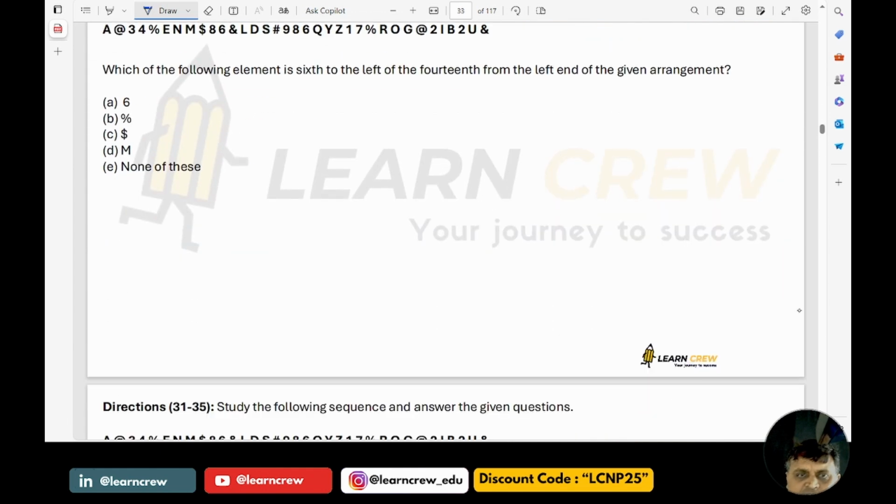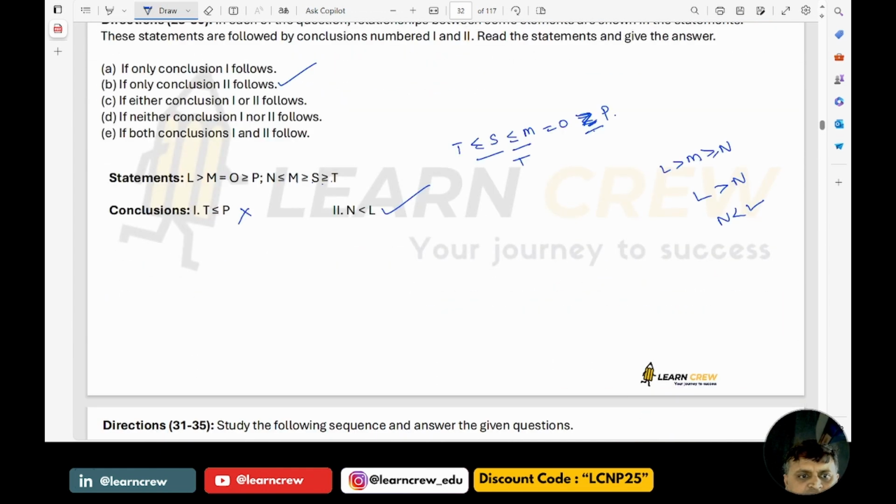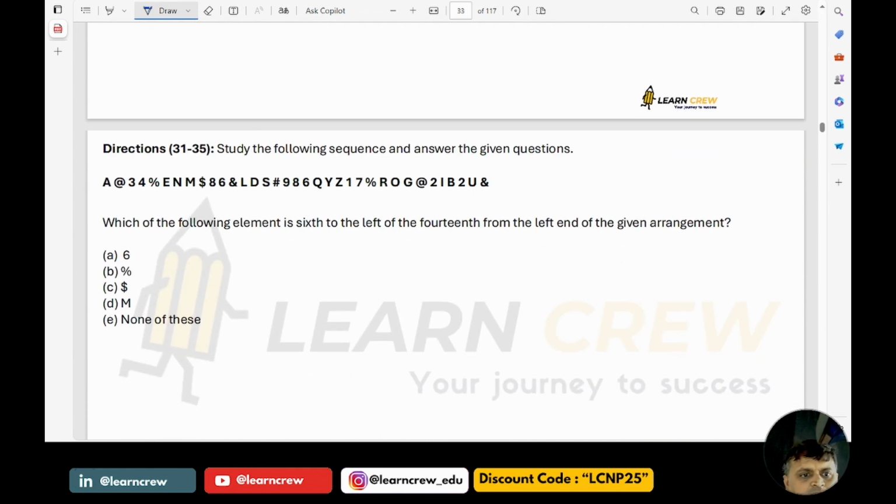Now 31 to 35. There is an alphanumeric series here. Which of the following elements is 6 to the left of the 14th from left? 14 from the left hand, so 14 minus 6 is 8. 1, 2, 3, 4, 5, 6, 7, 8. So the answer is M. You need to find the 8th from the left hand, which is M here.